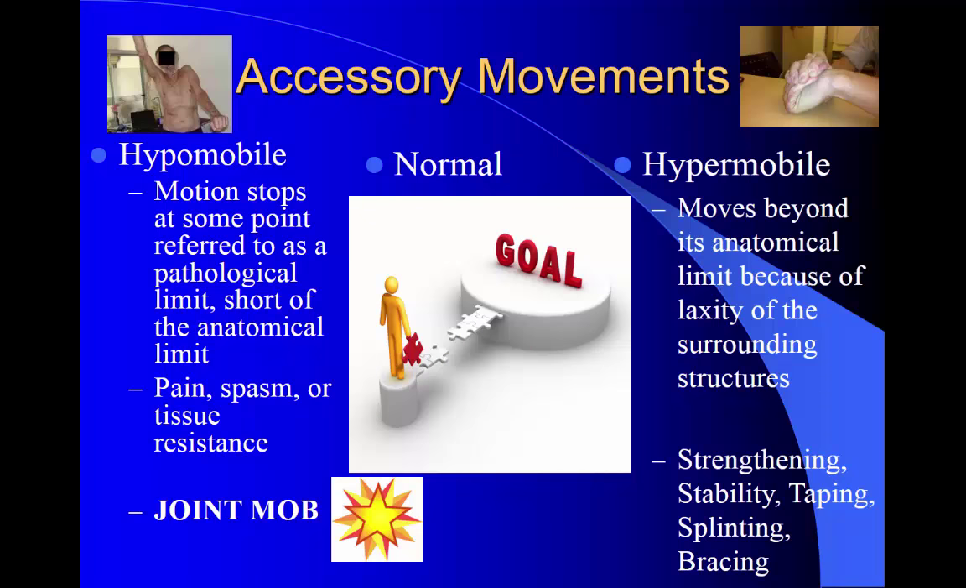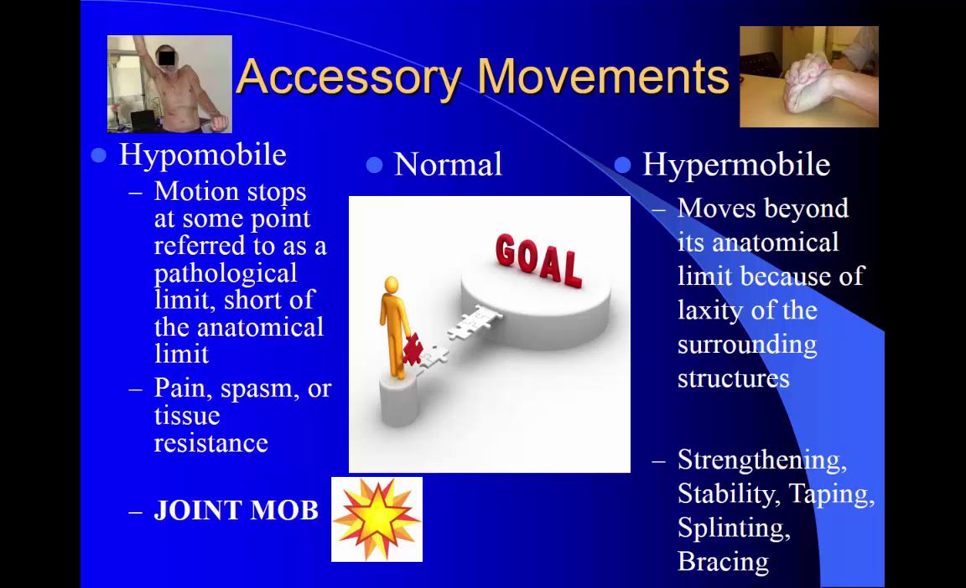With accessory movements, we have joints that are either hypomobile, normal, or hypermobile. In the case of a hypomobile joint, the motion stops at some point referred to as a pathological limit, but this is short of the anatomical limit. The decrease in range of motion could be due to pain, spasm, or tissue resistance. In the event of a hypomobile joint, we need to implement joint mobilizations.